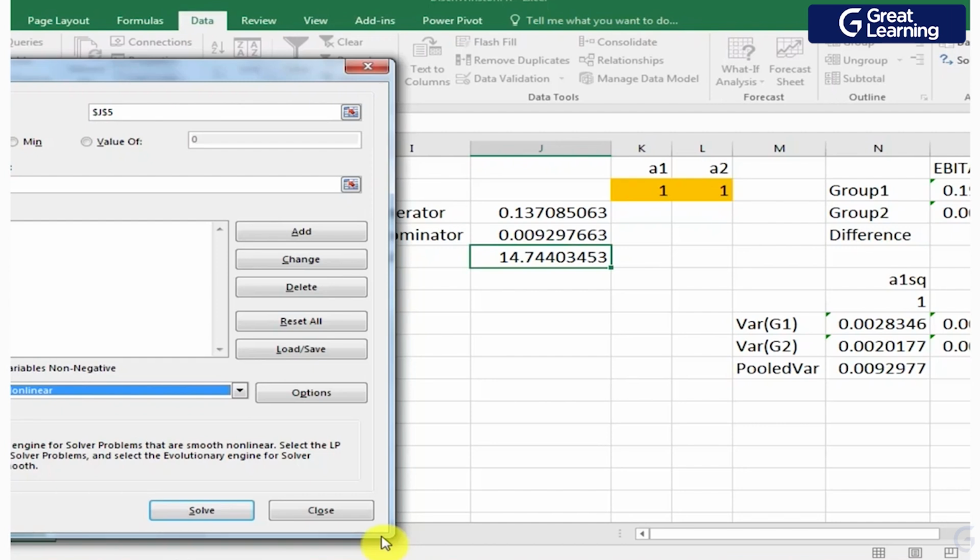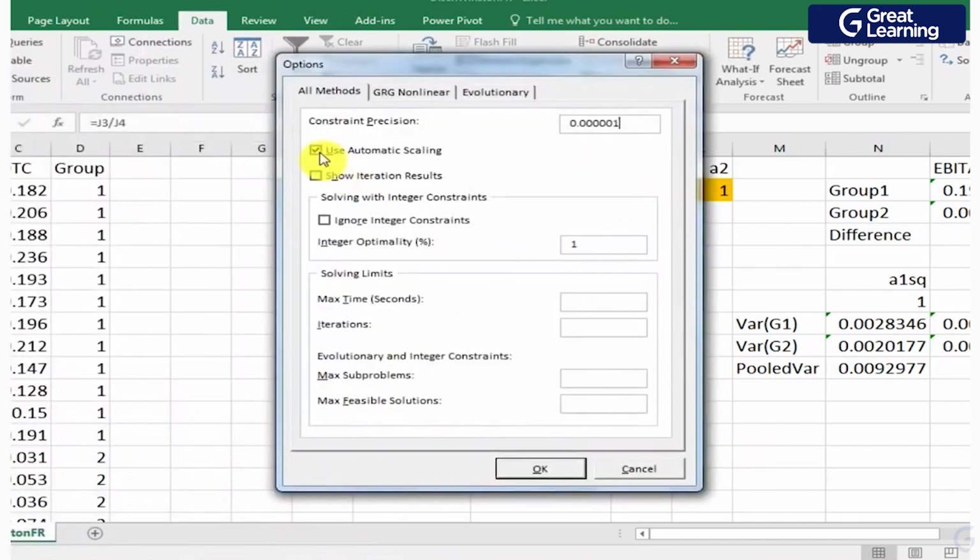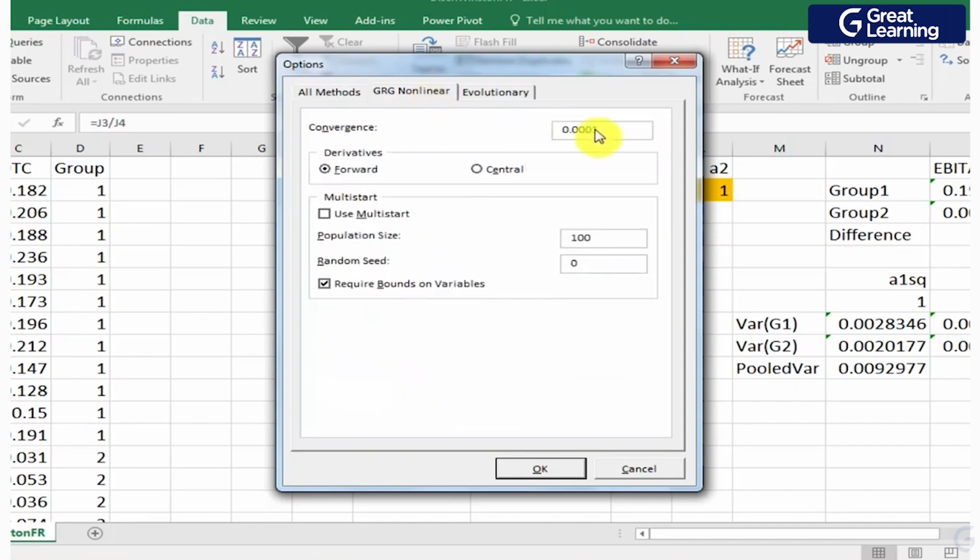Therefore GRG non-linear, because it is a ratio of 2 sums of squares. And then be generous, go to options, use automatic scale, remove it, and put another couple of zeros if you want. Integer optimality, remove it, make it 0. And GRG non-linear precision, put some more zeros, you have nothing to lose. Require bounds on variables, remove it.